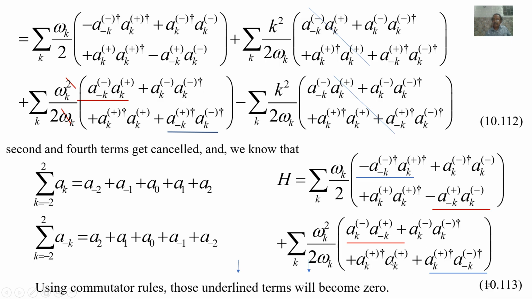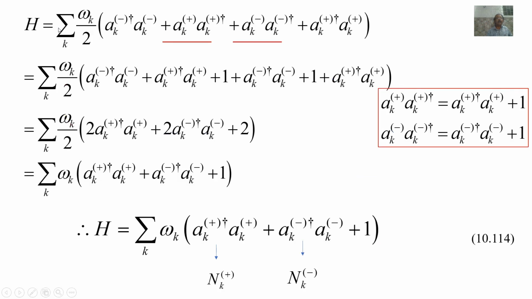And of course, we can pull omega k by 2 common out. So we have written H equals the Hamiltonian. As I discussed earlier, the modified Klein-Gordon relativistic Hamiltonian is simplified in terms of creation and annihilation operators, exactly like this. So the summation over k, omega k by 2, ak minus dagger ak minus plus ak plus dagger, plus ak minus dagger plus ak plus dagger ak plus.